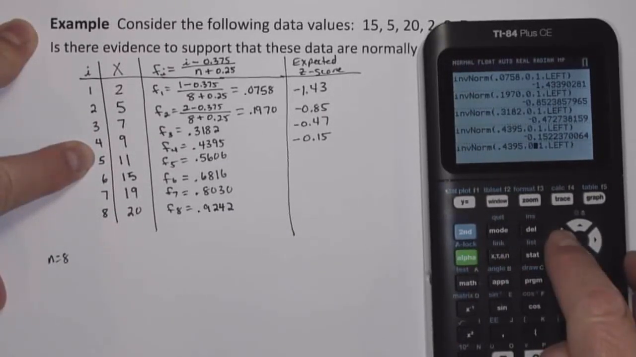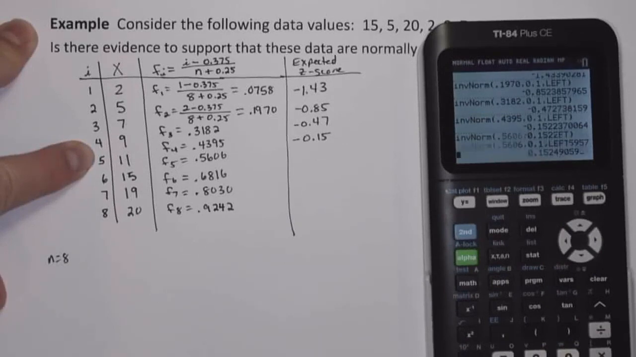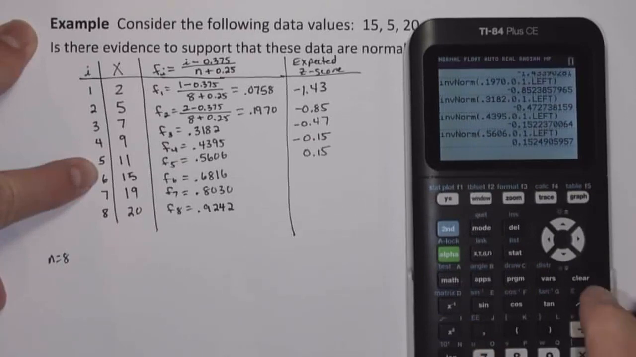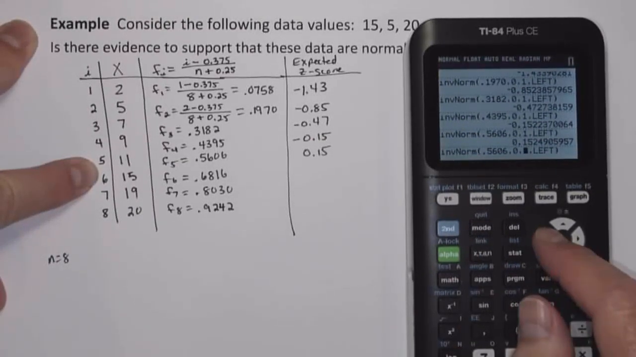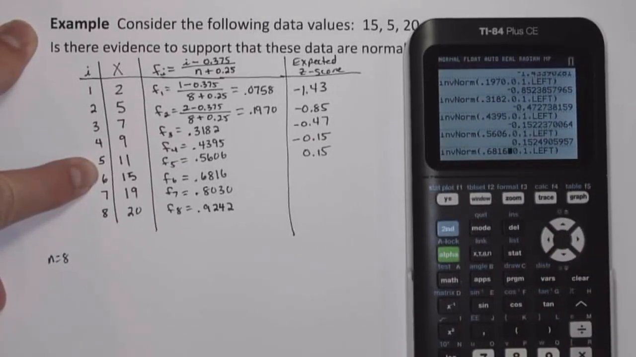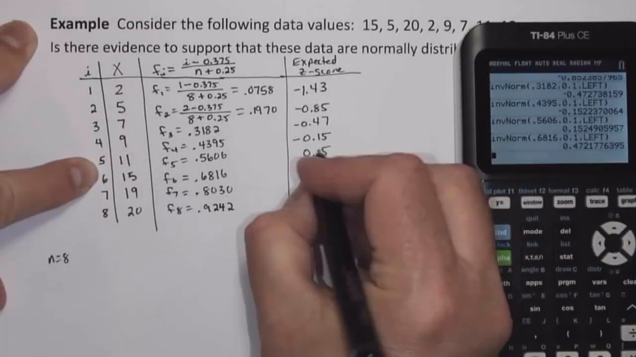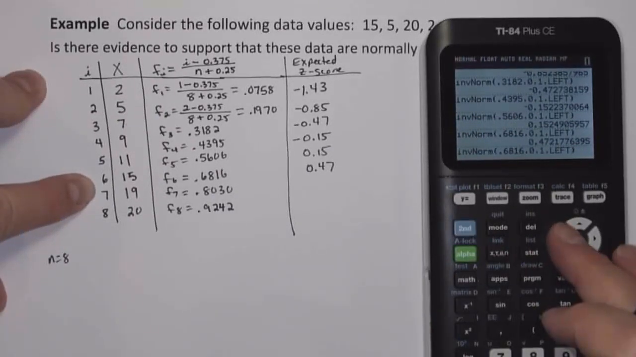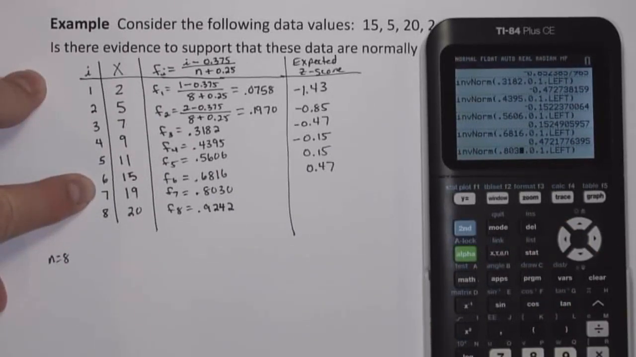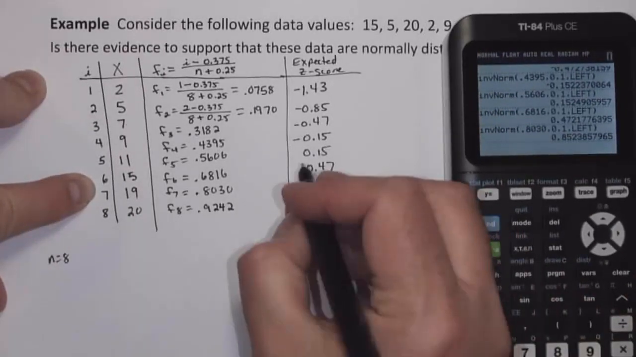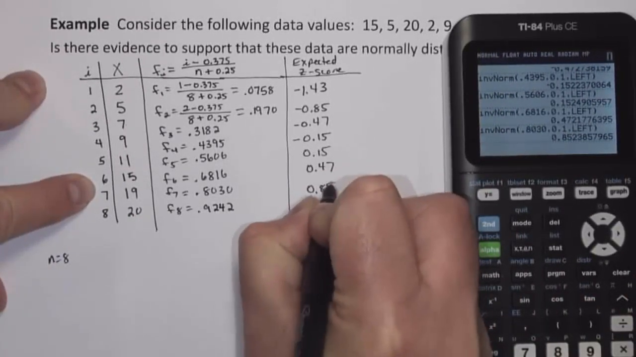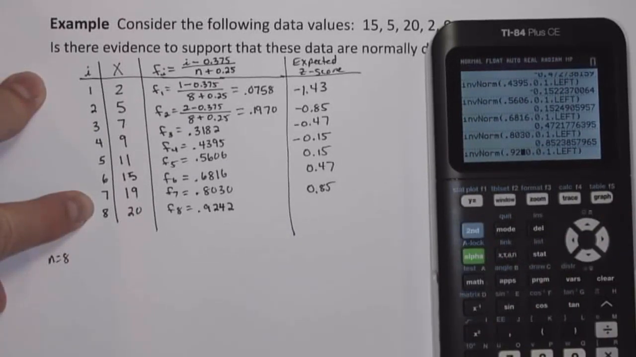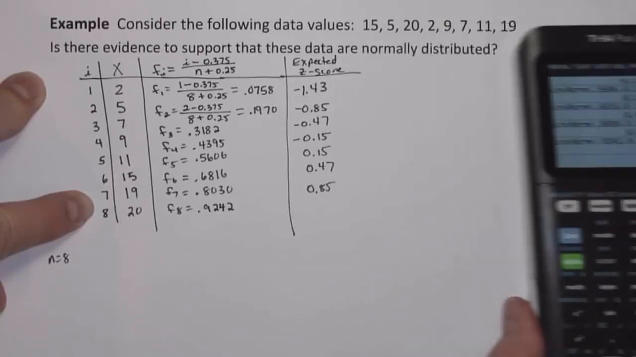Next, the area is 0.5606, and so I get positive 0.15. Next, the area to the left is 0.6818, and so I get positive 0.47. Next, we get 0.8030, and so that is 0.85 positive. And last but not least, 0.9242 is the area to the left, and we get positive 1.43.